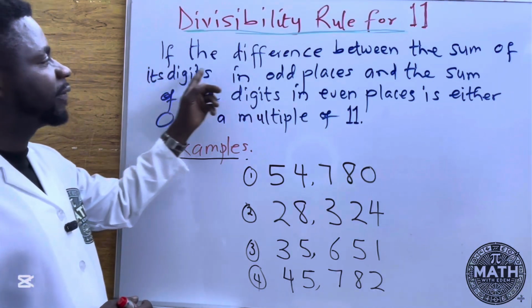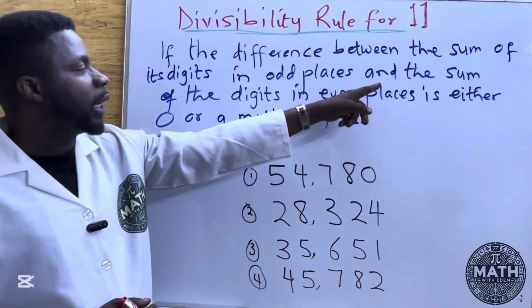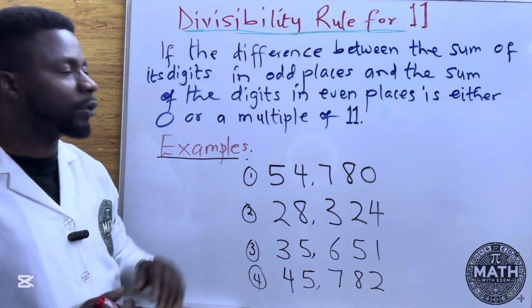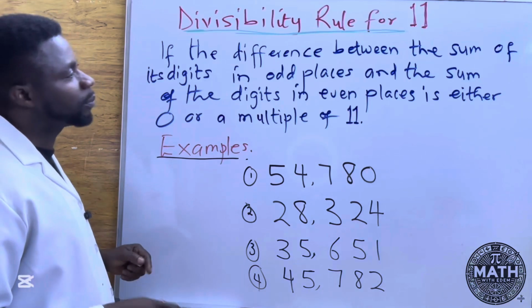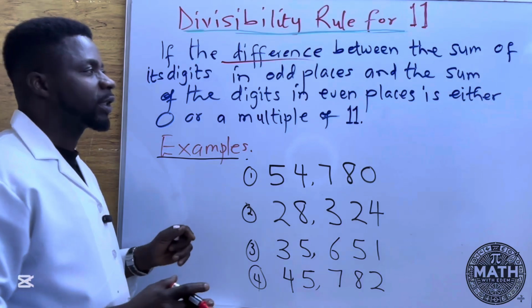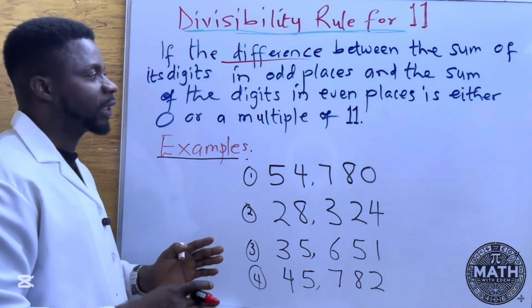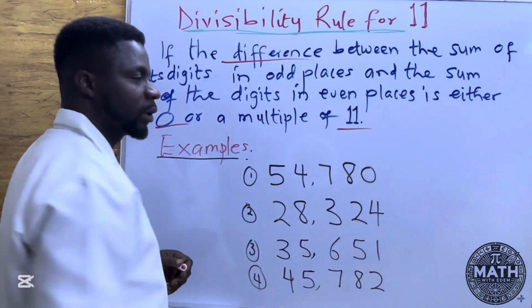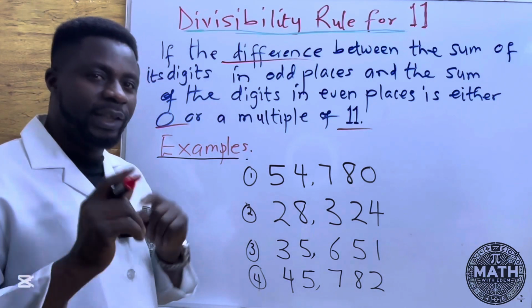It says if the difference between the sum of its digits in odd places and the sum of the digits in even places is either 0 or a multiple of 11. So we are going to be looking at the difference. The difference means when you subtract the sum of the digits in odd places and the sum of the digits in the even places, the result should be 0 or 11. So don't worry. When we are solving, you will understand better.